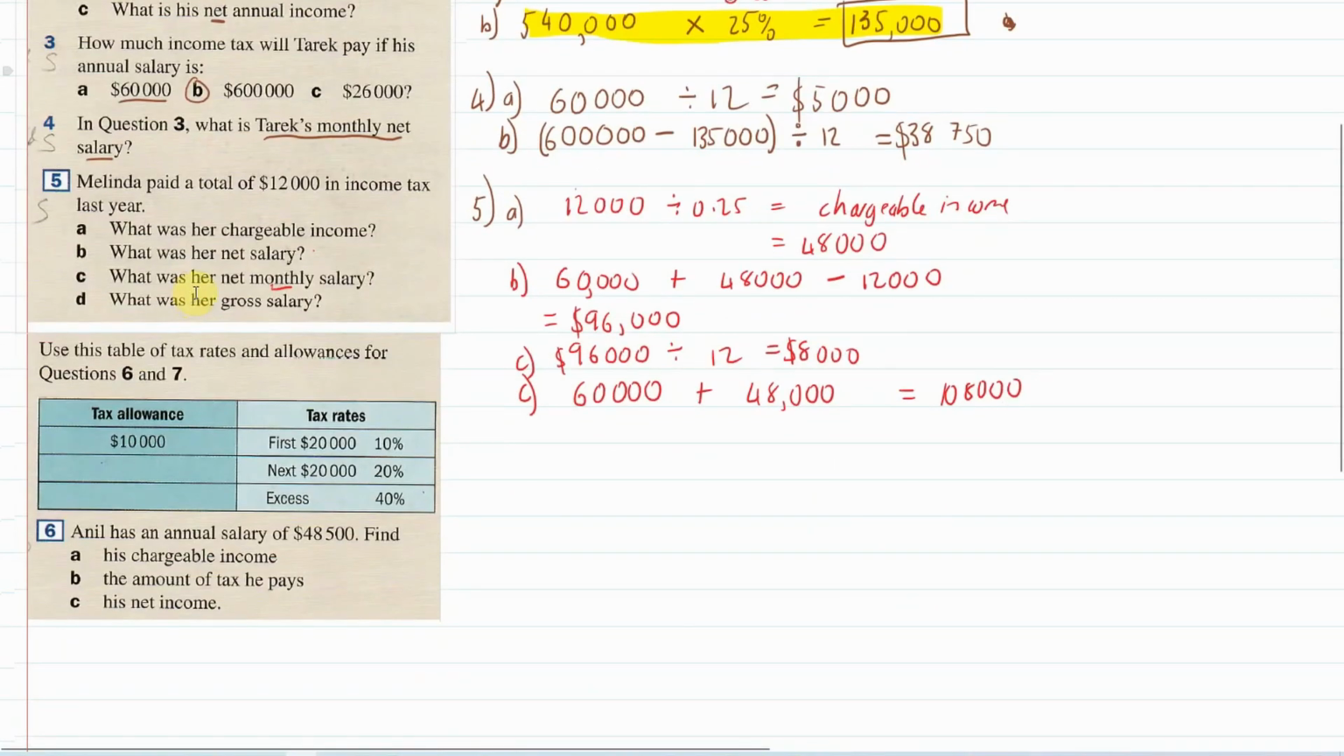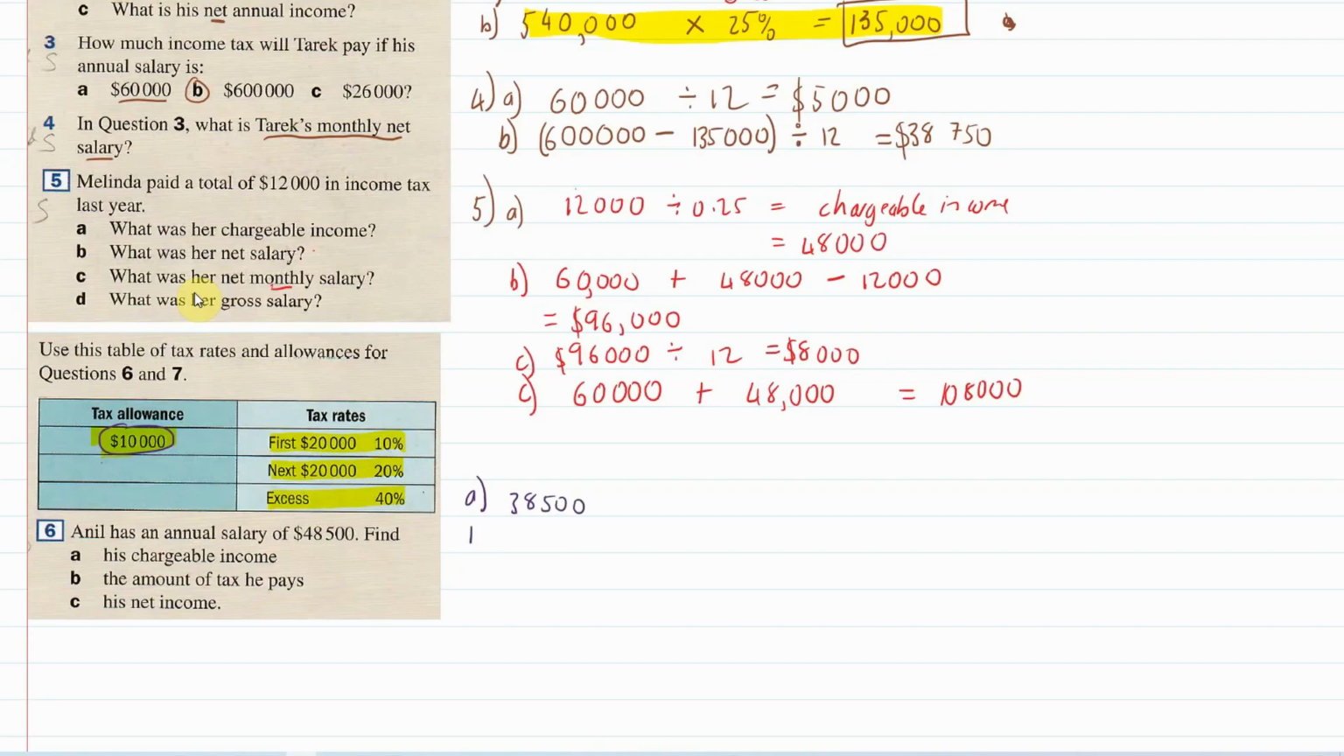I'm going to do number 6 for you as well from this second table. This time we've only got a tax allowance of $10,000, and then after that the first $20,000 is taxed at 10%, the next $20,000 at 20%, and the excess at 40%. Okay. Now, what we're going to do is we're going to see how much Anil pays. His chargeable income. Well, you can see that the tax allowance is $10,000, so chargeable income is going to be 48,500 take away 10,000, which is 38,500.